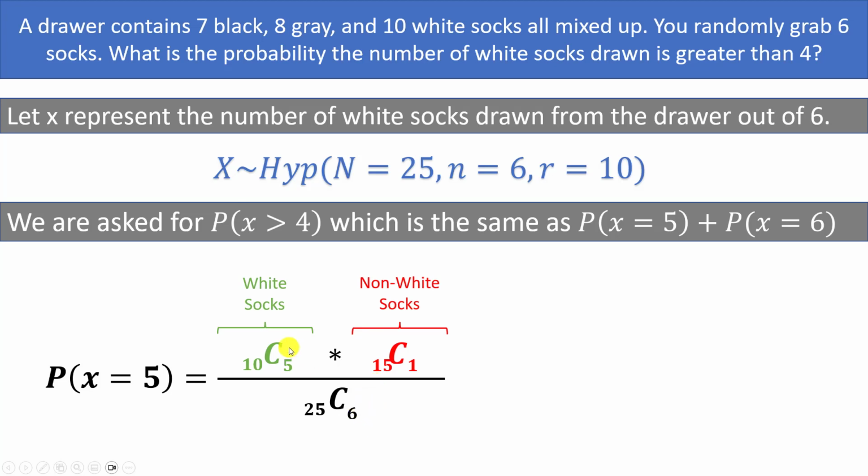So go ahead and check your work as well. 10 plus 15 does equal 25. 5 plus 1 does equal 6. So that checks out. Now I'll let you go ahead and plug those numbers in to get your answer. And then you can modify this so that it works for X equals 6 as well. Add those two numbers together and you will have your answer.